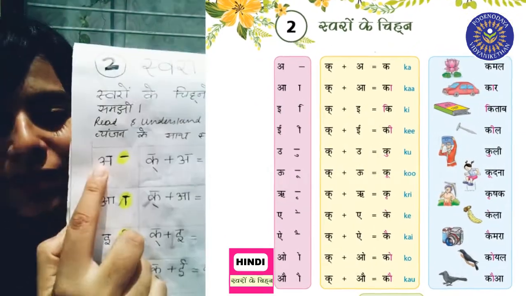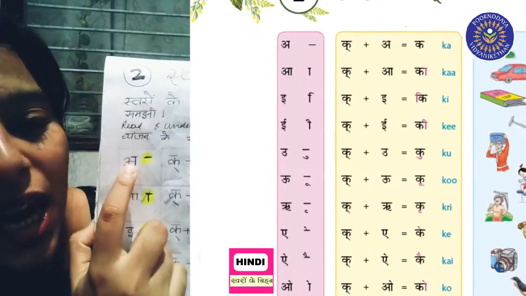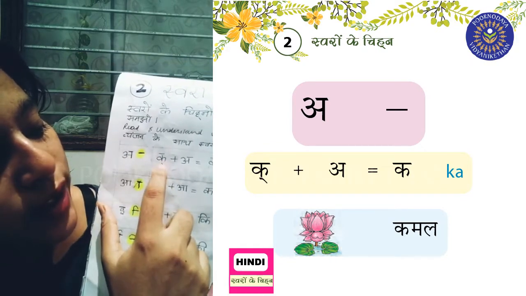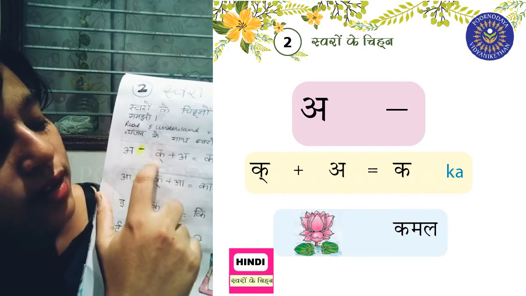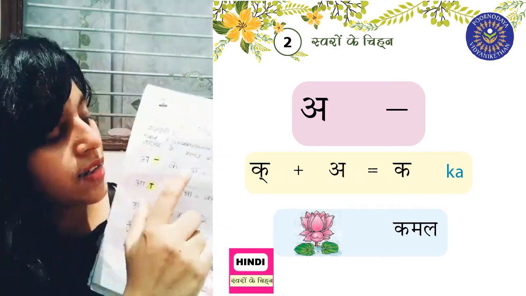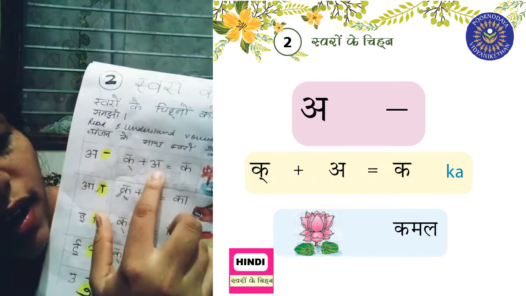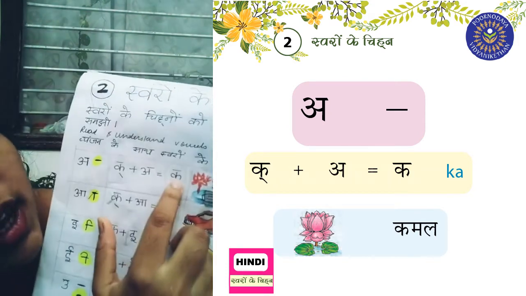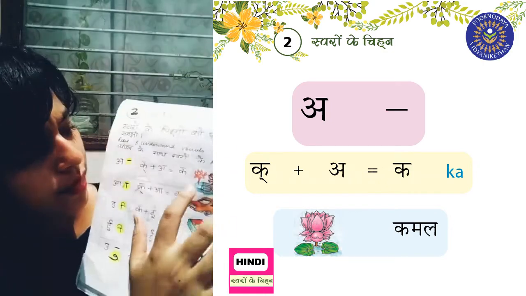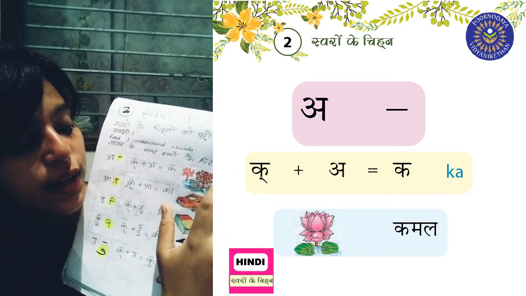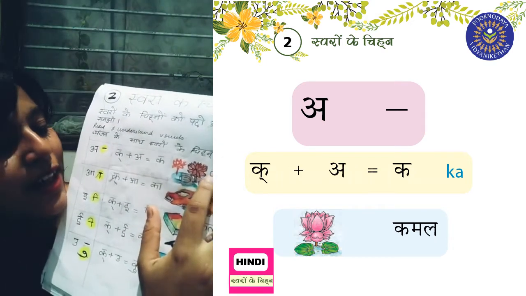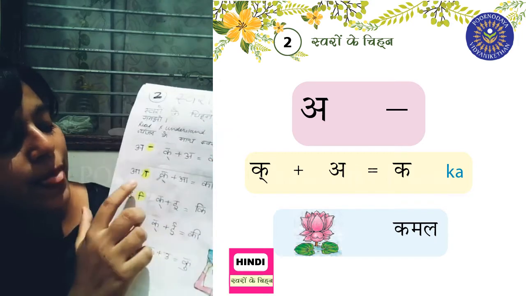So the first is a. The a is used with ka, the first letter of vyanjan. Ka plus a, ka. Kamal, ka for kamal.